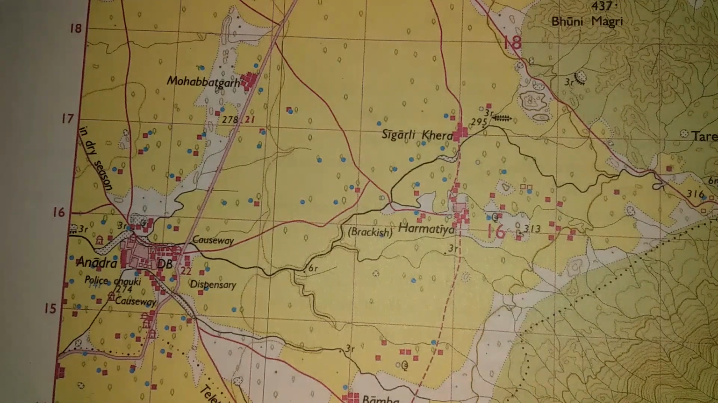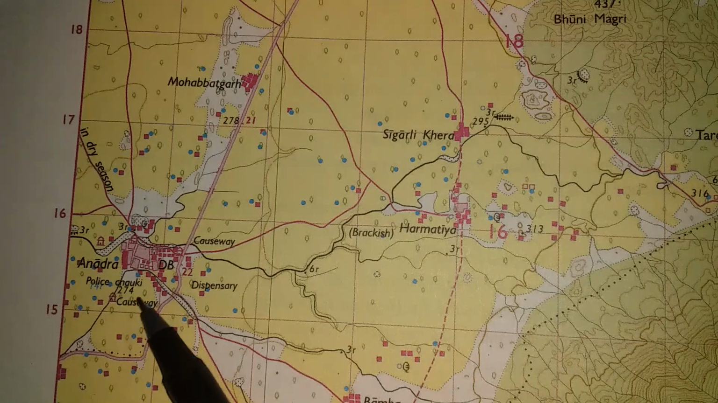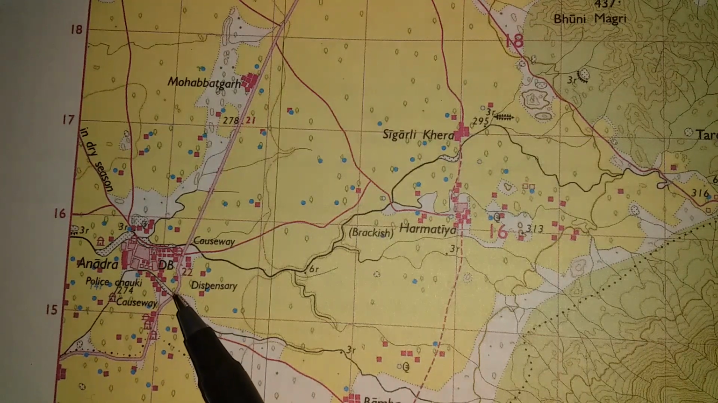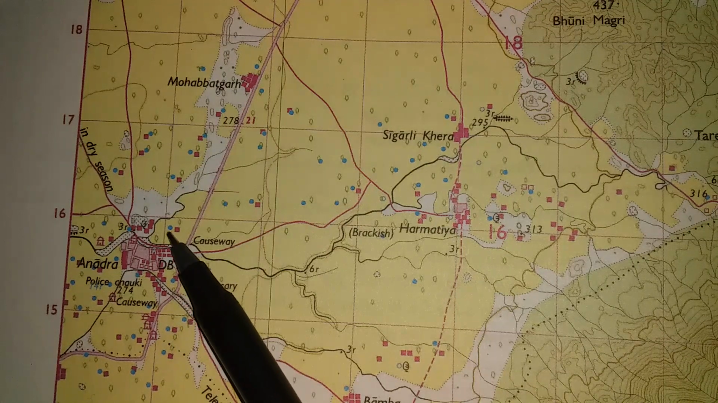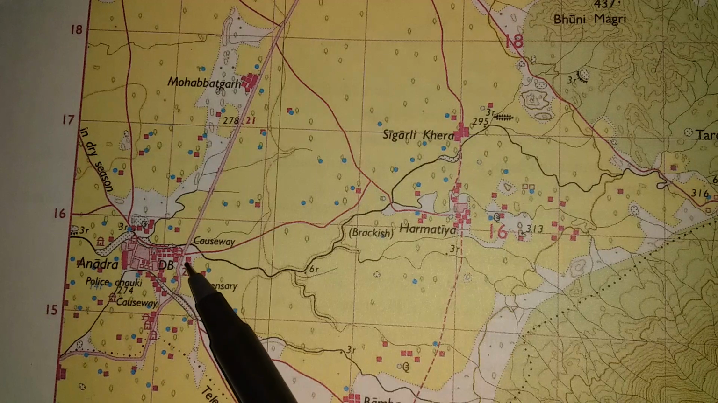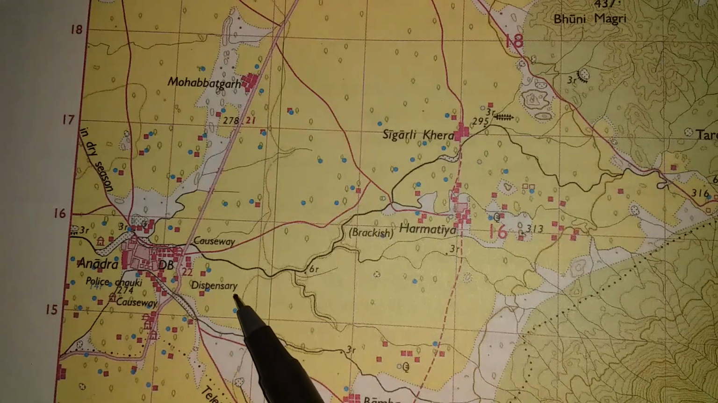Nucleated settlements are found in compact clusters. Such type of settlements may have civic amenities like police station, post office, PTO, dispensary, DB, dak bungalow, IB, inspection bungalow, CH, circuit house, police outpost or chowki, or RH, which refers to rest house. So let us see here the civic amenities in the settlement of Anadra. You have a police chowki, you have a dak bungalow, and you have a dispensary.